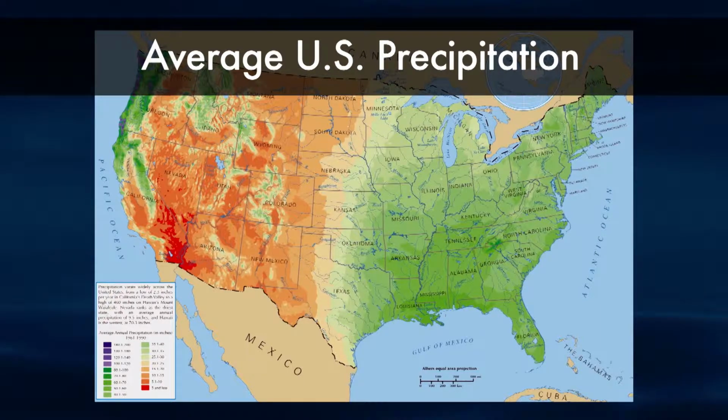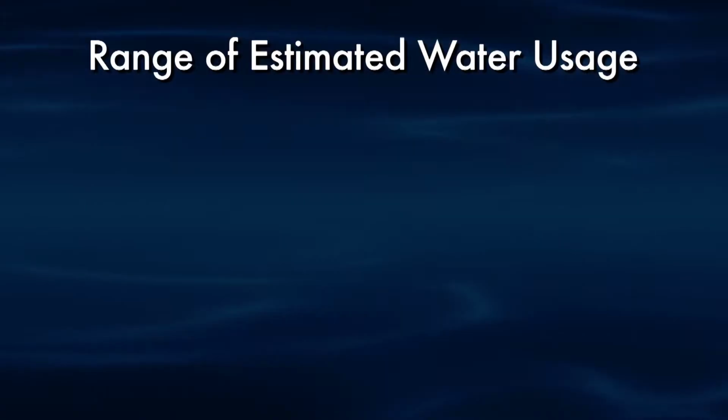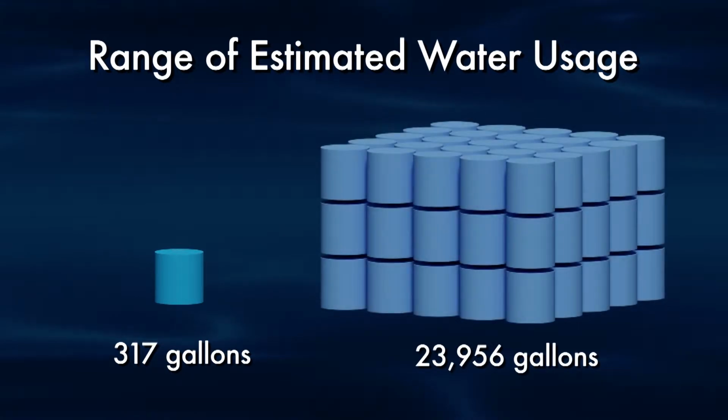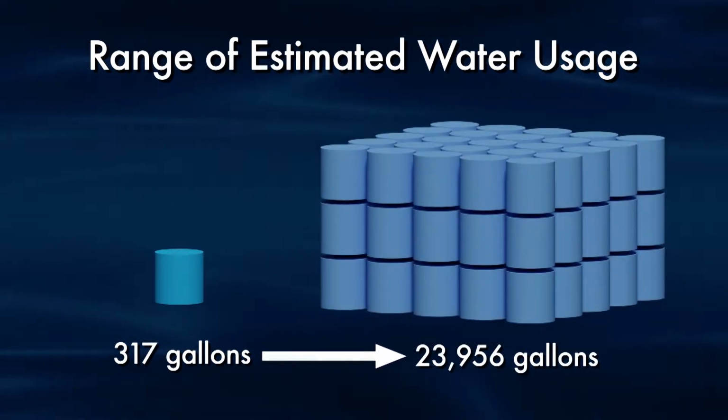As a result, one must be cautious about generalizing water footprints of beef or any other product on a national scale. In the scientific literature, one can find estimates for the water footprint of beef ranging from a little over 300 to up to almost 24,000 gallons of water used per pound of boneless beef. So why is this range so large?